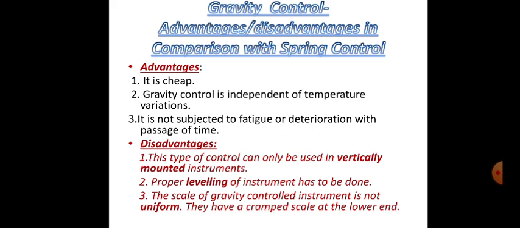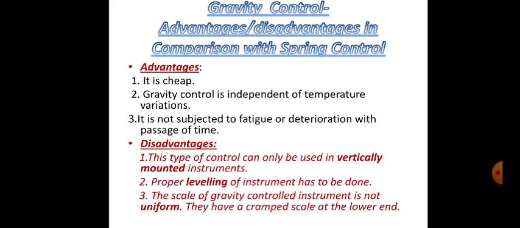Now, what are the disadvantages? The first, the main disadvantage, is that gravity control is always used in a vertically mounted instrument. You cannot use it in a horizontally mounted instrument, as the gravitational force is always acting downwards. The second problem is that proper leveling of the instrument is to be done in case of gravity control instrument. Otherwise, the zero adjustment will not be perfect.